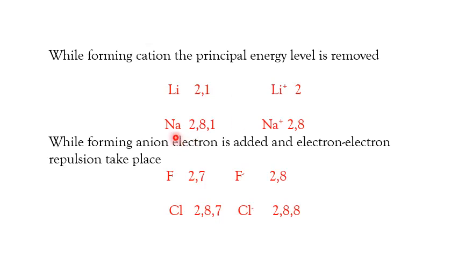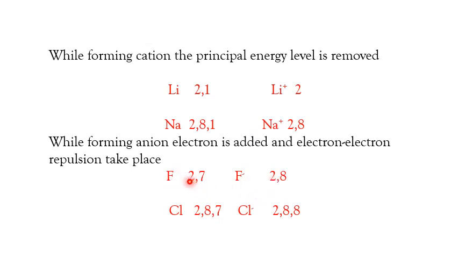So look at the sodium atom here. The electron configuration is 2, 8, 1. And for the sodium ion, the electron configuration is 2, 8. So we don't have the outer shell here either, right? So that is removed. So the electrons are now closer to the nucleus, so more attraction, so the size decreases.